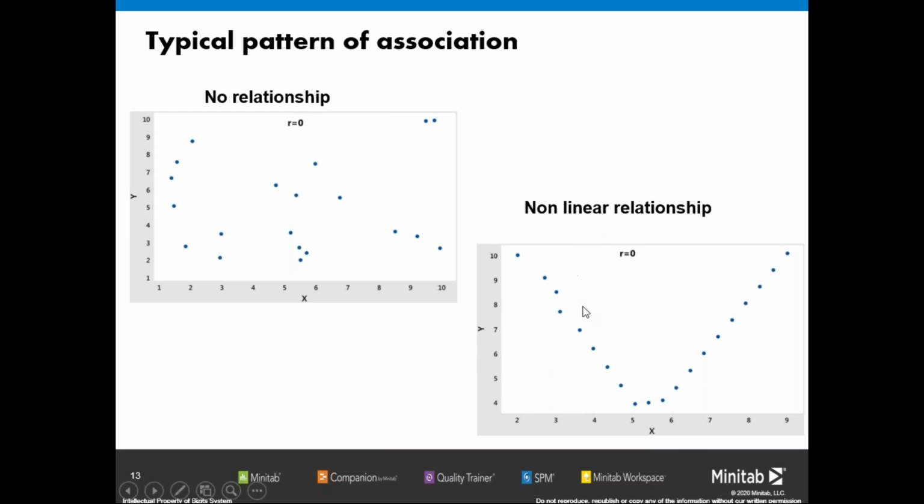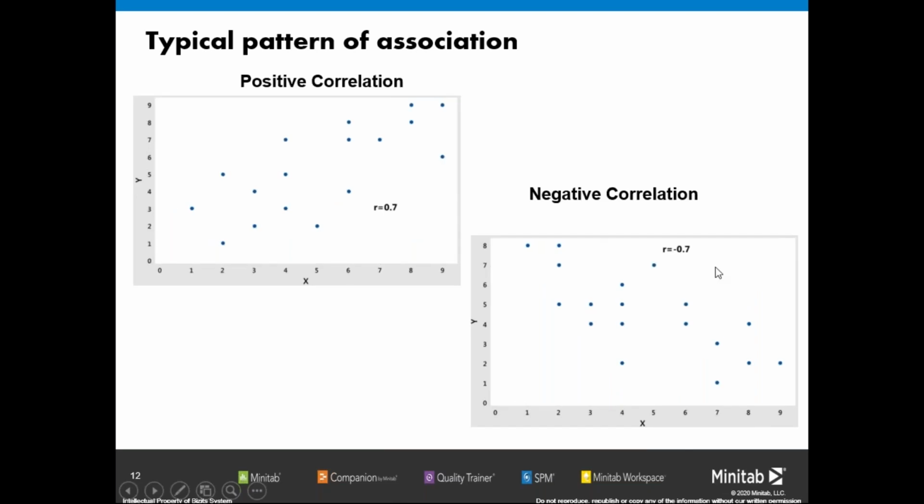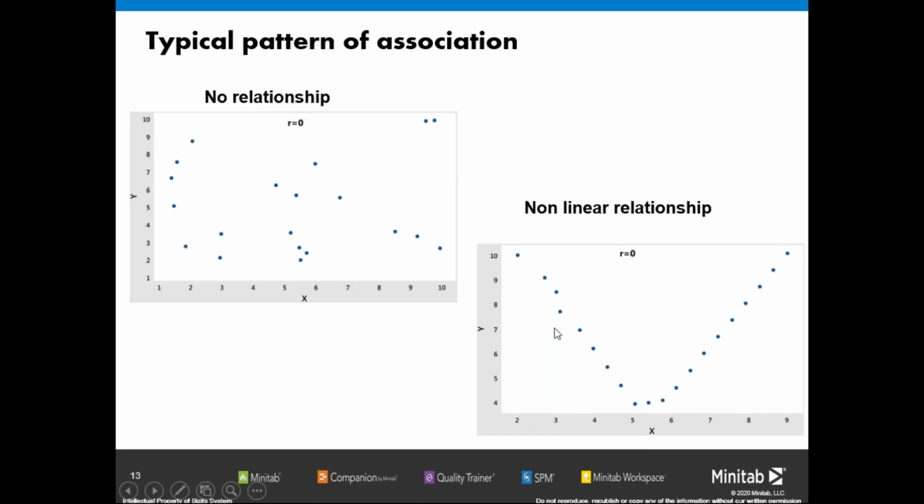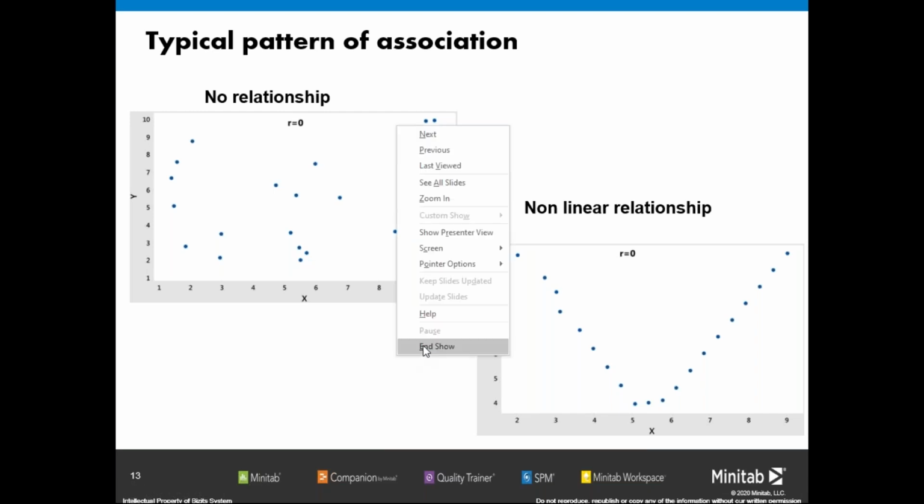And then this one is a non-linear relationship between X and Y. Linear means that you can get a straight line. In this case you cannot get a straight line, so that's why you need to look at R squared and go see the scatter plot, which refers to no relationship or a non-linear relationship. Okay, so I think I will go to Minitab.